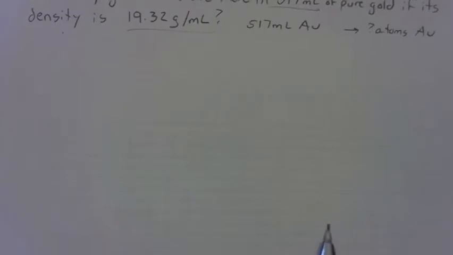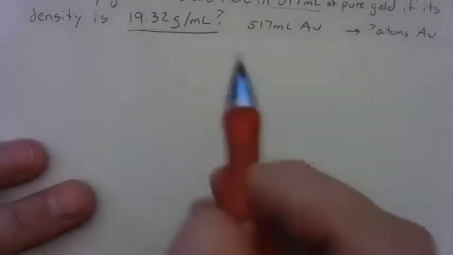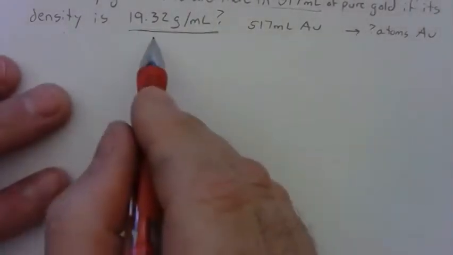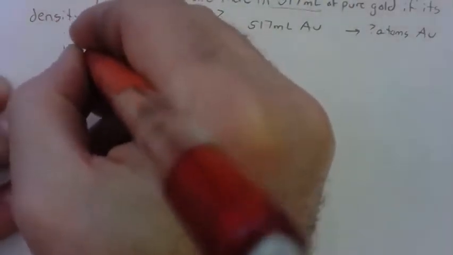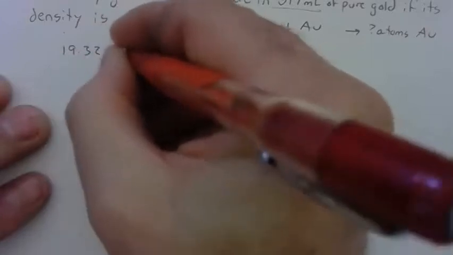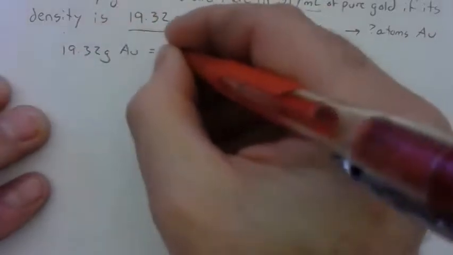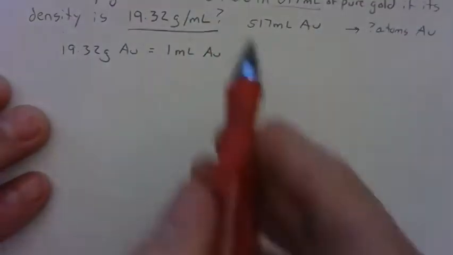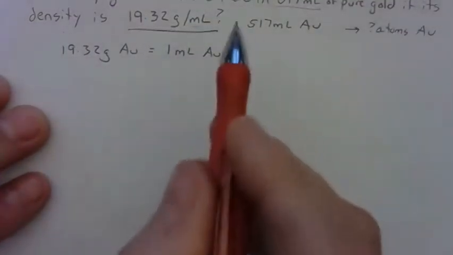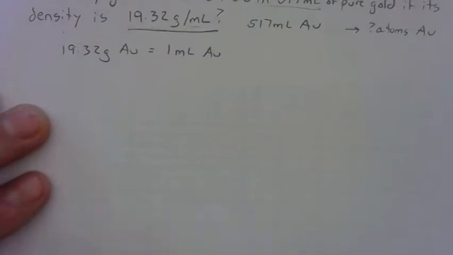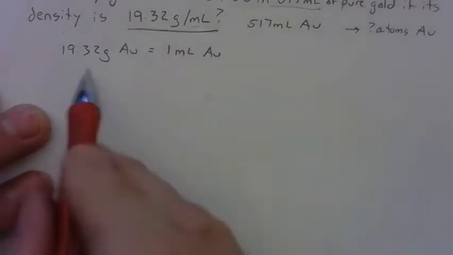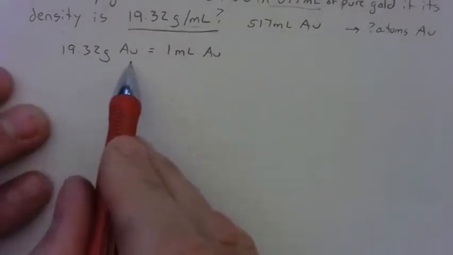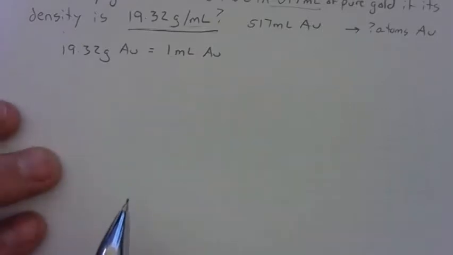So the first equality is density, and it's right here. Now, to change that into an equality, it says that there are 19.32 grams of gold for every 1 milliliter of gold. Remember, you just make 1 for whatever's on the bottom of a compound unit like that. So we have 19.32 grams of gold equal to 1 milliliter of gold.